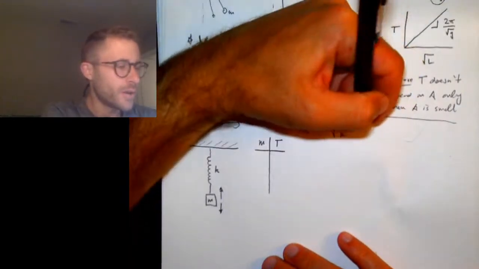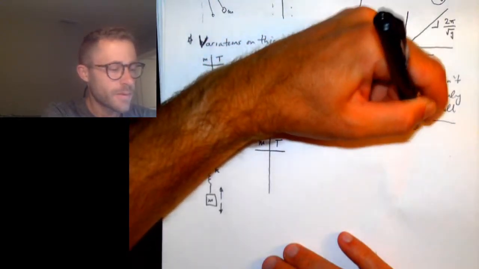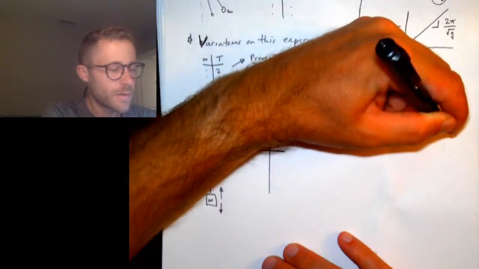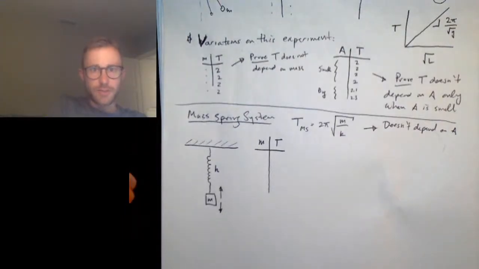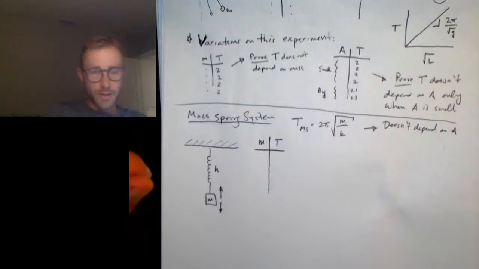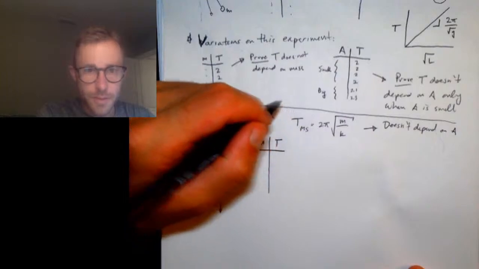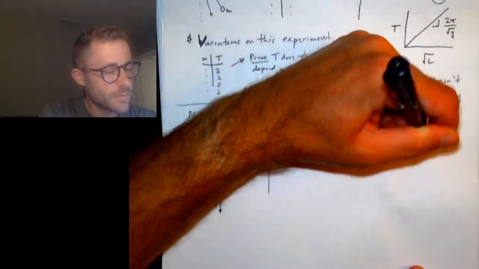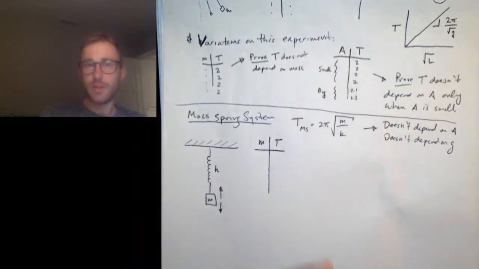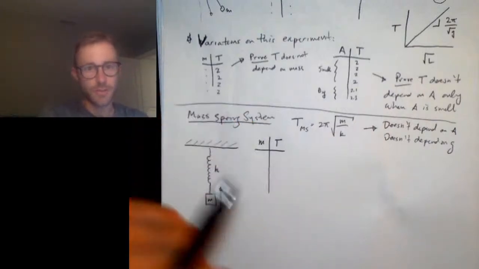Again, theoretically, it does not depend on amplitude. Okay, meaning that if you pull the mass down a whole lot and let it go, it's the same period as if you pull it down a little bit and let it go. And also we can see that there is no gravity in this equation, so it doesn't depend on gravity. So you could take this system to the moon, it would have the same period. You could take it to Jupiter, it would have the same period. Take it to Earth, same period.